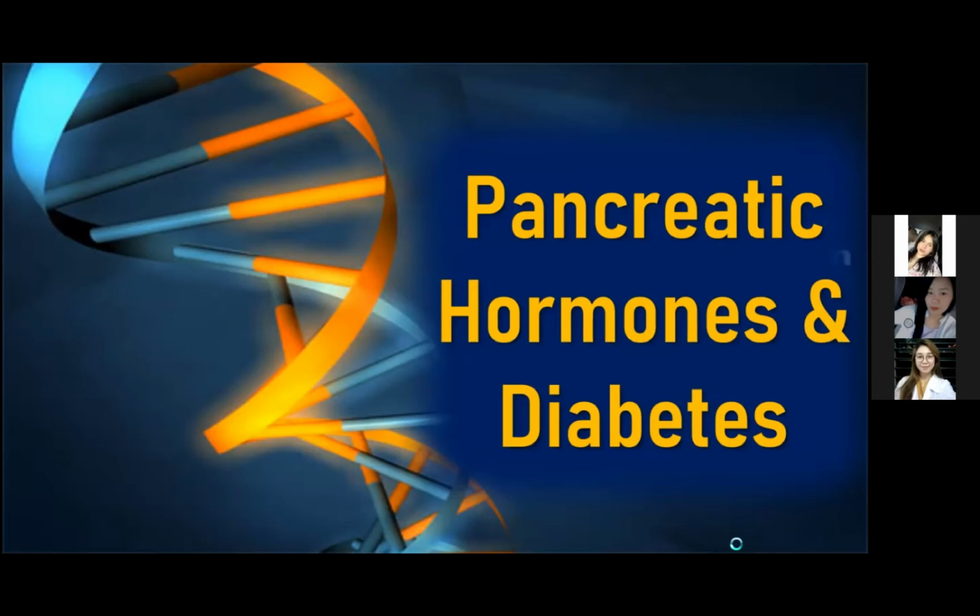So we all know that we have these kinds of pancreatic hormones. First, we have insulin, glucagon, gastrin, and amylin. So let's focus on insulin. This kind of hormone is made by cells of the pancreas known as beta cells.